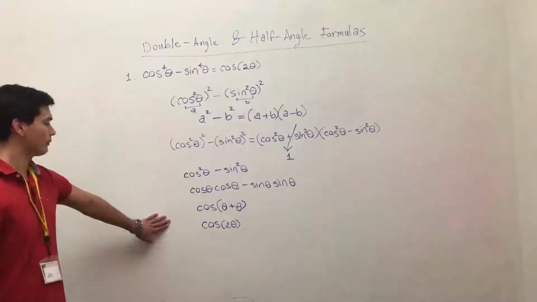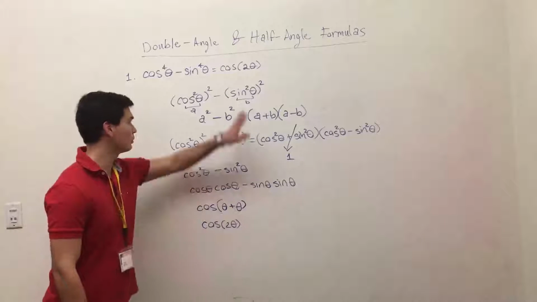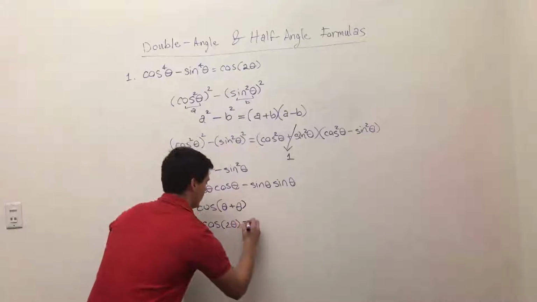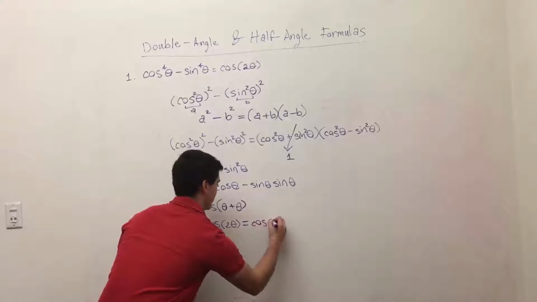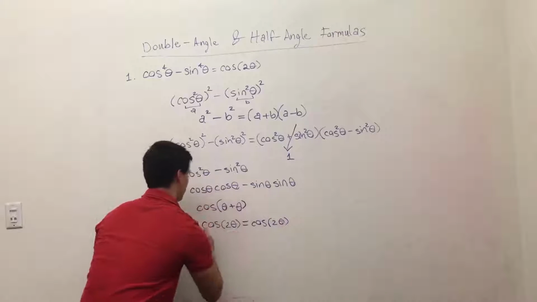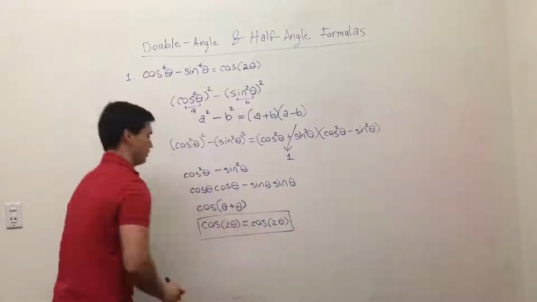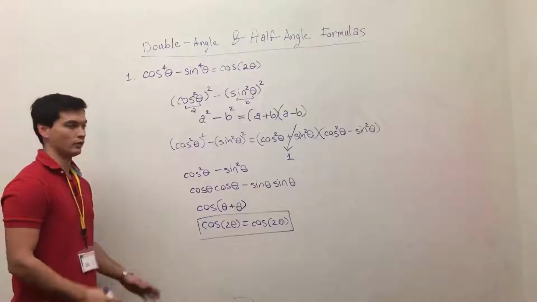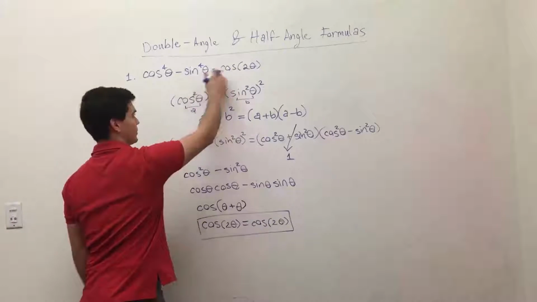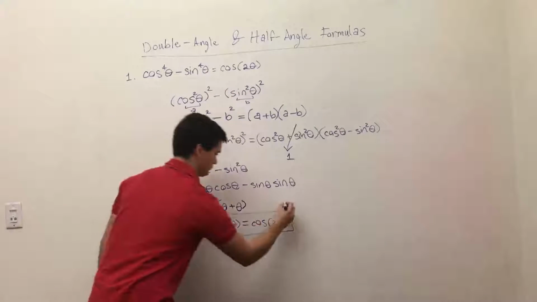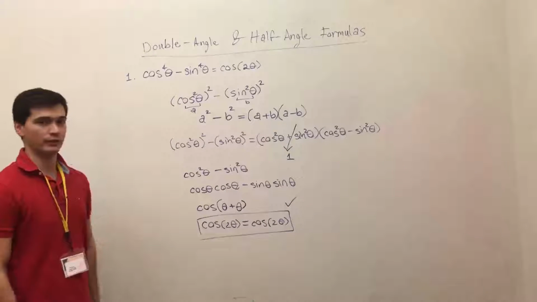So now we check. Does cosine 2 theta equal cosine 2 theta? And the answer is yes. So at this point, you know that the expression is equal on both sides of the equation. And this is a way of verifying that.